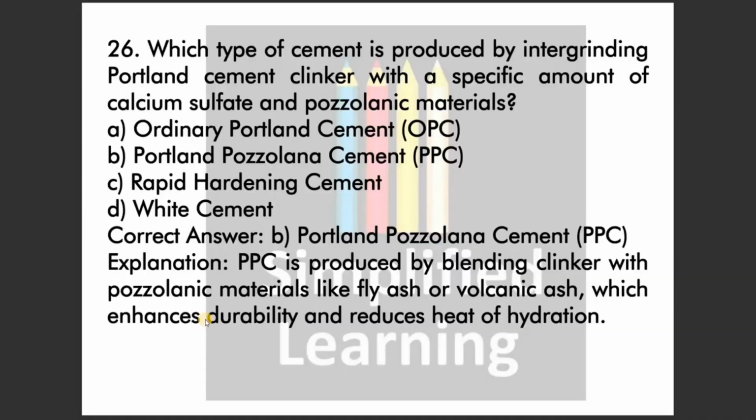Then which type of cement is produced by intergrinding Portland cement clinker with a specific amount of calcium sulfate and pozzolanic material? The correct answer here is Portland pozzolana cement, that is PPC.